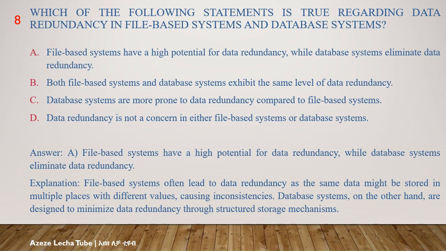File-based systems have a high potential for data redundancy, while database systems eliminate data redundancy. In file-based systems, data is stored in separate files. The same piece of information can be duplicated across multiple files, leading to redundancy. This wastes storage space and can cause inconsistencies if one copy is updated but not the others.